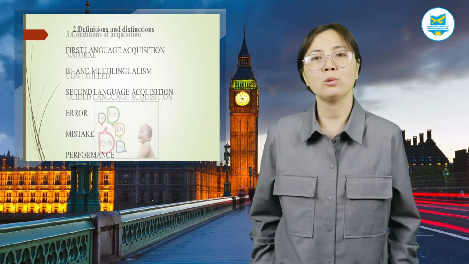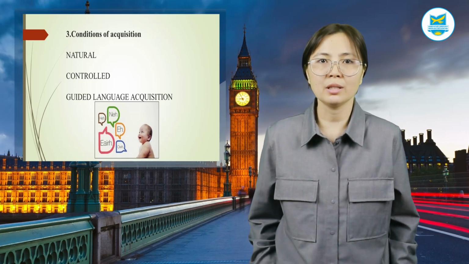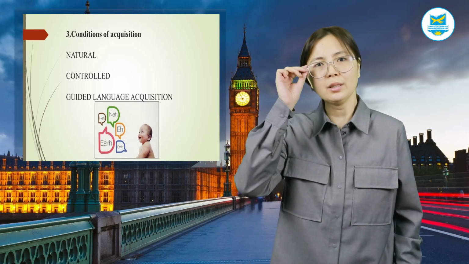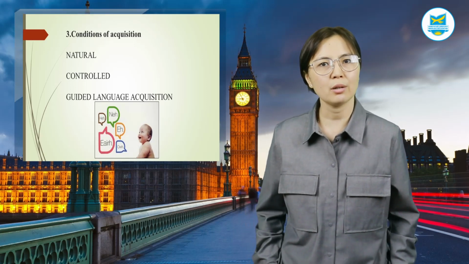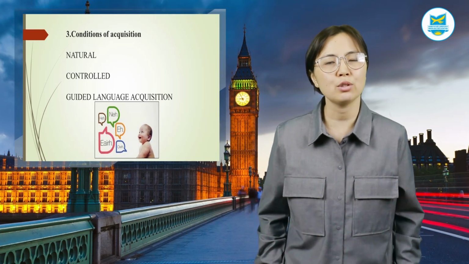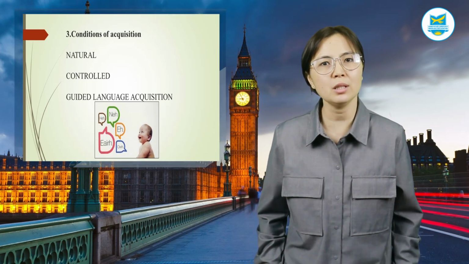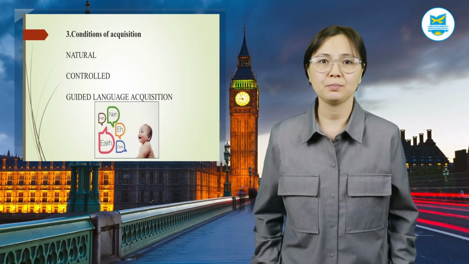Bi- and multilingualism. This is the acquisition of two or more languages from birth, or at least together in early childhood. The ideal situation where all languages are equally represented in the child's surroundings and where the child has an impartial relationship to each is hardly to be found in reality, so that of two or more languages, one is bound to be dominant.